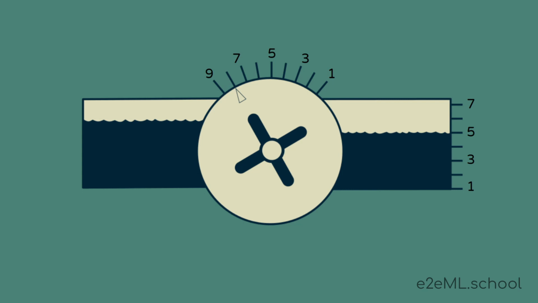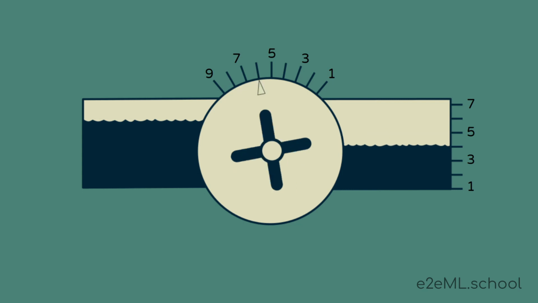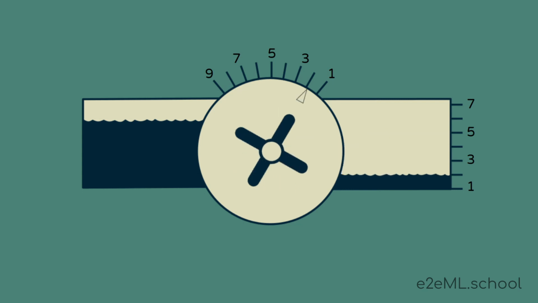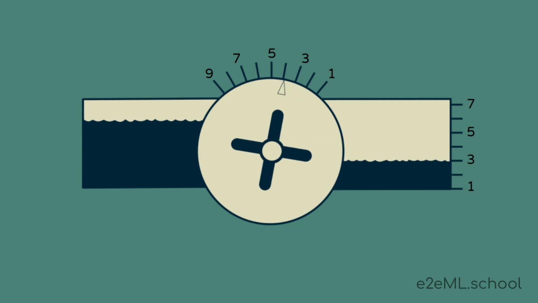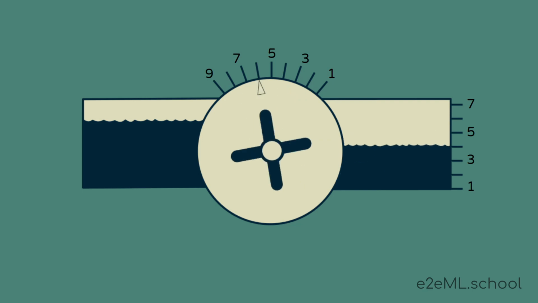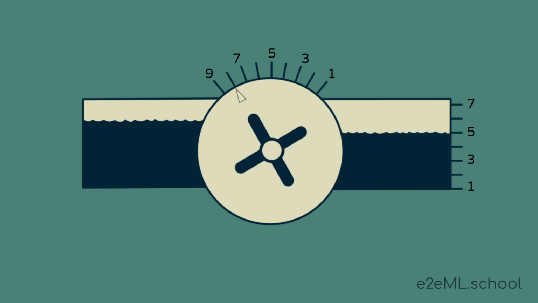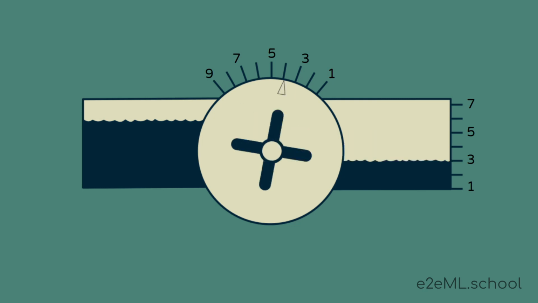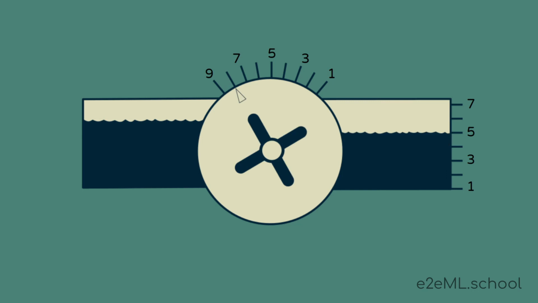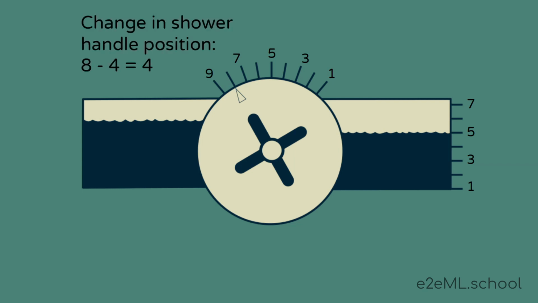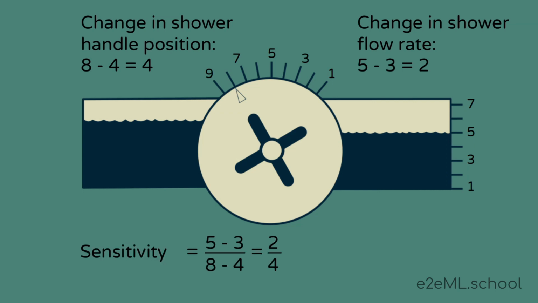We can adjust the shower handle by a certain amount and observe how much the shower flow rate changes. Let's say we change the shower handle position from 4 to 8. That's a change of 4 units. Then we notice that the shower flow rate changes from 3 to 5 cubic feet per minute. That's a change of 2 units. By dividing the change in shower flow rate by the change in the handle setting, we can find the sensitivity of the shower flow rate to handle setting. In this case, it's 5 minus 3 divided by 8 minus 4, or 2 divided by 4, or 1/2.